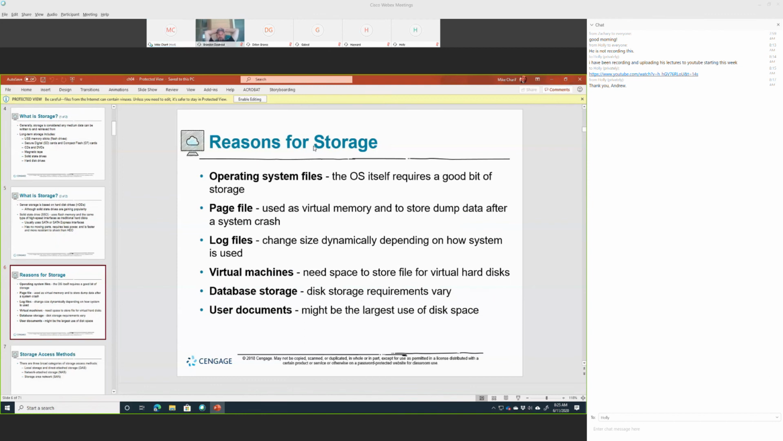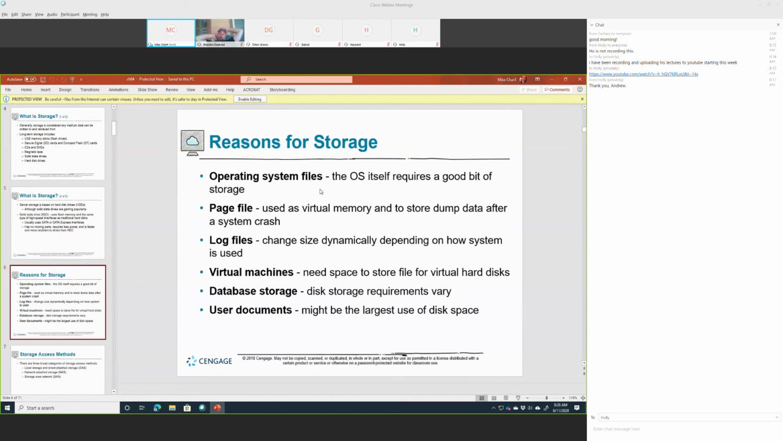Okay, they talk about reasons for storage. Well, we've got a lot of reasons why we need to store it. So, operating system files. The OS itself requires a good bit of storage, and we've seen that in chapter 1. In chapter 1, it gives you a table like Windows 2016, what's the minimum hard disk needed, and all that stuff. So we need to store the operating system somewhere in order for the machine to boot up and to use it. And also, we need it for the page file.